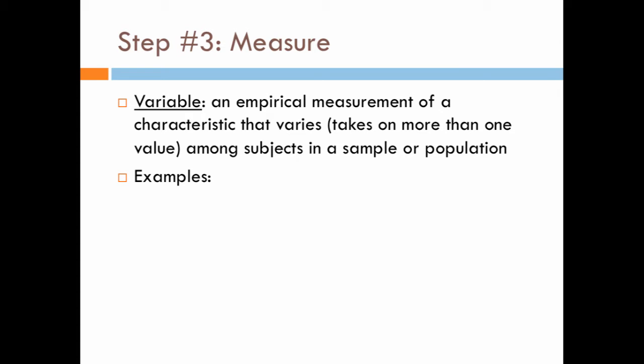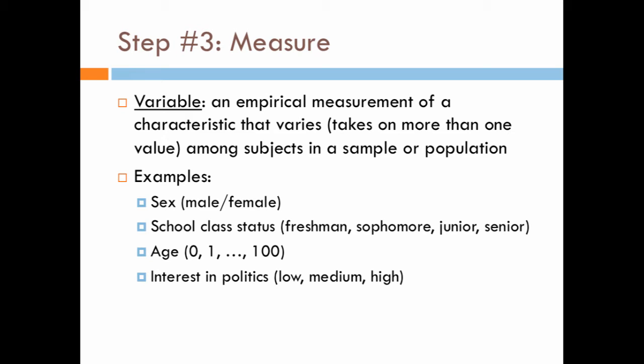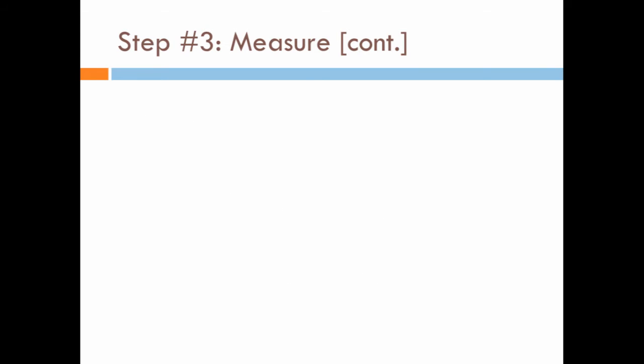There are lots of examples: an individual's sex or gender as male or female, that person's school class as a freshman, sophomore, junior, senior, first, second, third, fourth, fifth year, super senior, a person's age, 0, 1, up to 100, someone's interest in politics on a scale from 0 to 100, or in a smaller scale from low, medium to high. There are lots of different ways to classify variables.